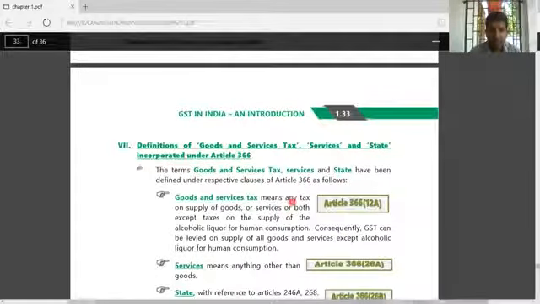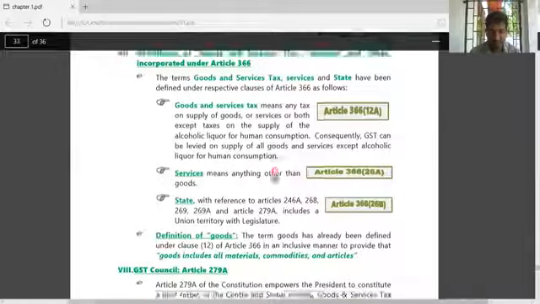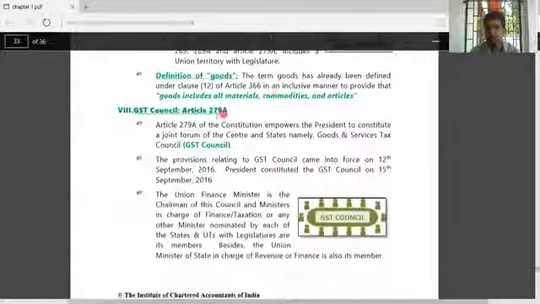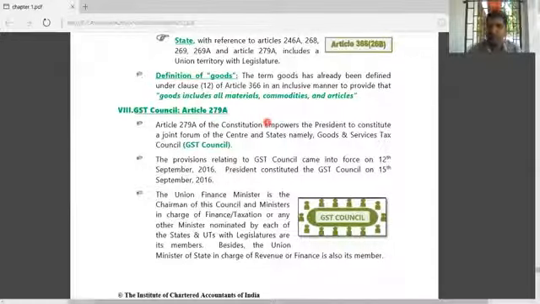Now, the definitions of goods and service tax, services, and states are incorporated in Article 366. So in Article 366, they have introduced some definitions. What is goods and service tax? What is service? What is a state? Those definitions have been introduced in Article 366. The most important is Article 279A. So among the amendments of the Constitution, the most important one is Article 279A, the GST Council.